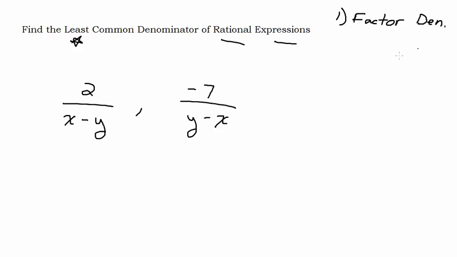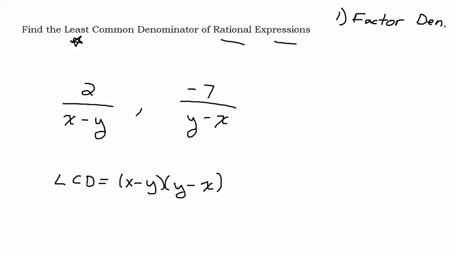There's nothing to do. And so you might think, well, my least common denominator is just going to be x minus y times y minus x. And you could do the problem like that, but it's going to be more complicated than it needs to be. Here is the trick. These 2 factors are not quite the same.